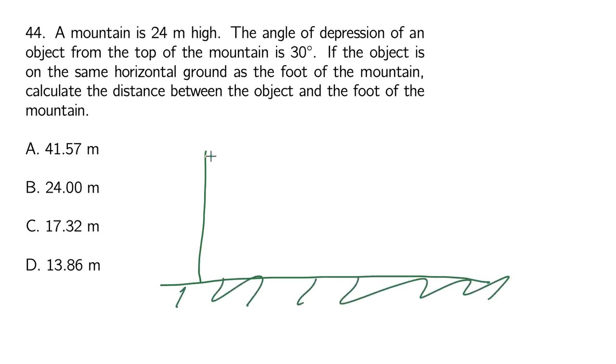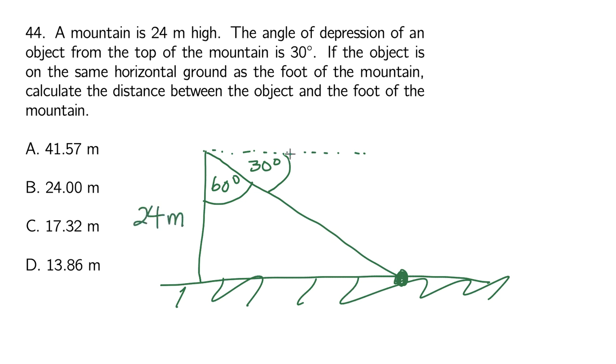object here such that the angle of depression from the top of the mountain, so there's this object here, the angle of depression, this angle is 30 degrees. That would make this angle 60 degrees. So this height is 24 meters. All right. So the angle of depression from the top of the mountain is 30 degrees.